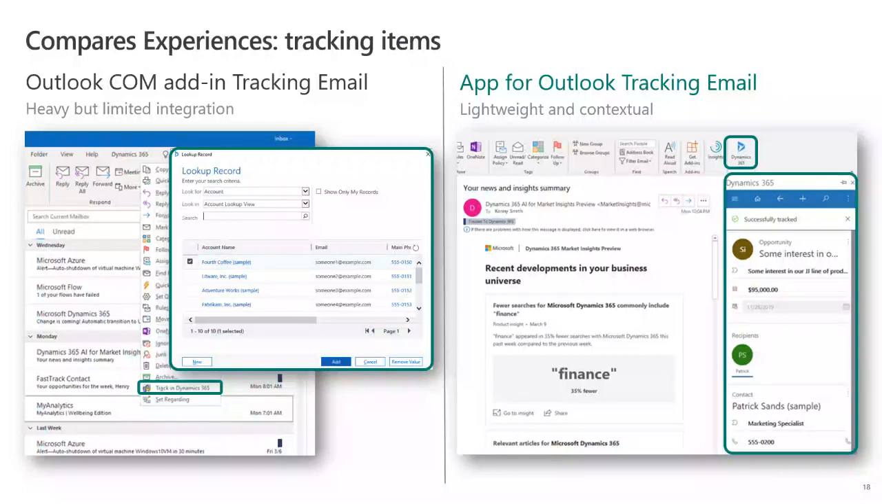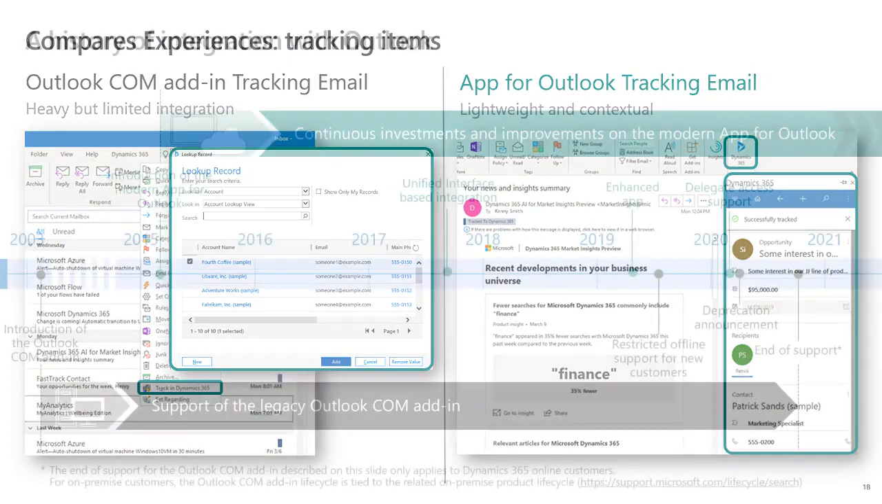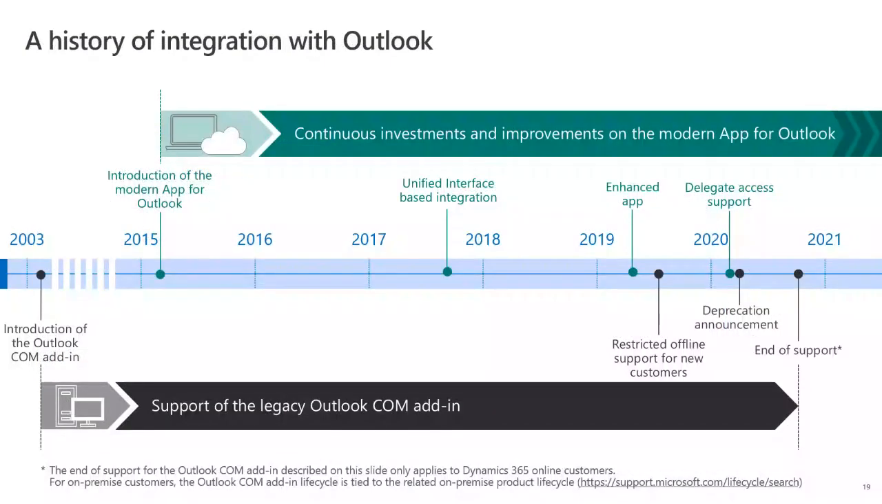In terms of user experience, first, you'll already have a big gap because the Outlook COM add-in was built on really legacy technologies that were available in the early year 2003 when it was introduced, whereas the app for Outlook is web-based, lightweight, contextual, and displays using the unified interface.